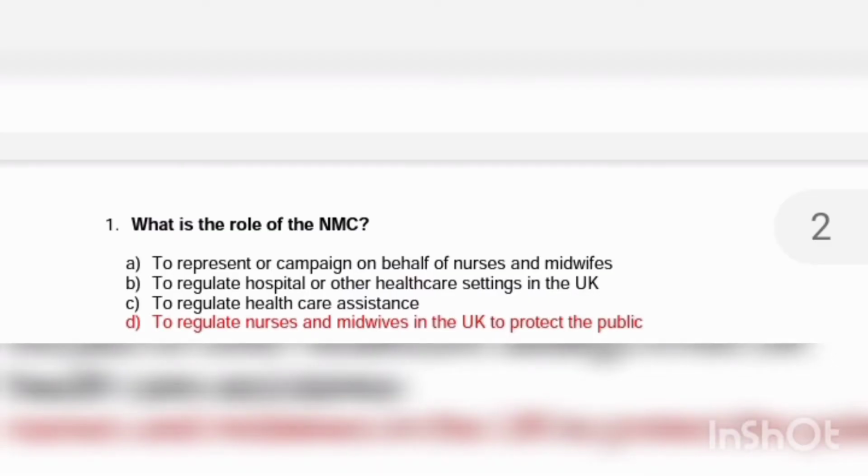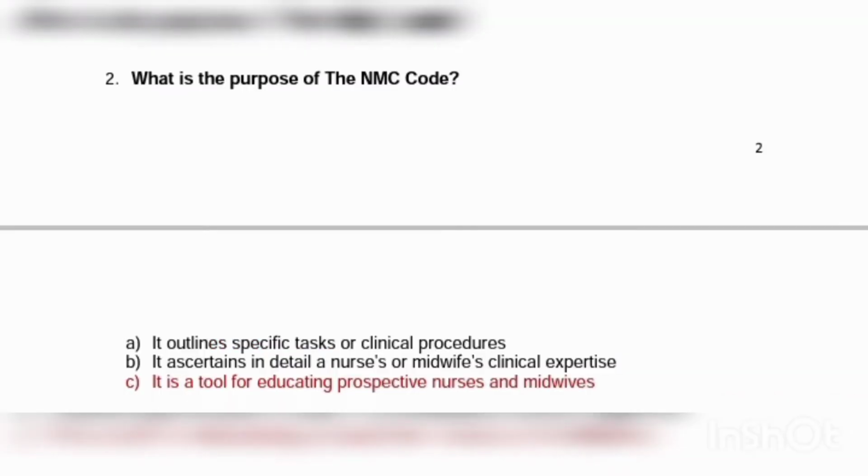CBT Sample Questions. Question number 1. What is the role of NMC? Option A. To represent or campaign on behalf of nurses and midwives. Option B. To regulate hospital or other healthcare settings in the UK. Option C. To regulate healthcare assistants. Option D, which is the correct answer, to regulate nurses and midwives in the UK to protect the public.